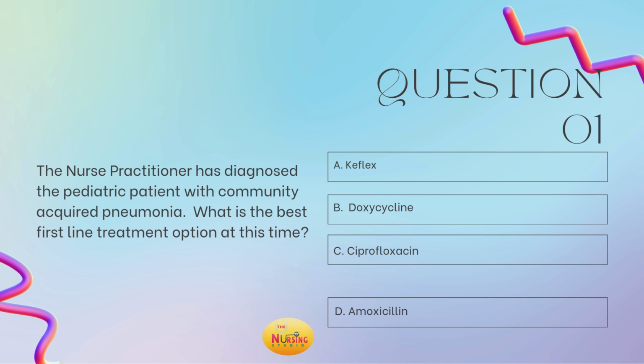So this is a pediatric patient who has been diagnosed with community acquired pneumonia. So your best answer is D, amoxicillin, as that is first line therapy for our pediatric patients.